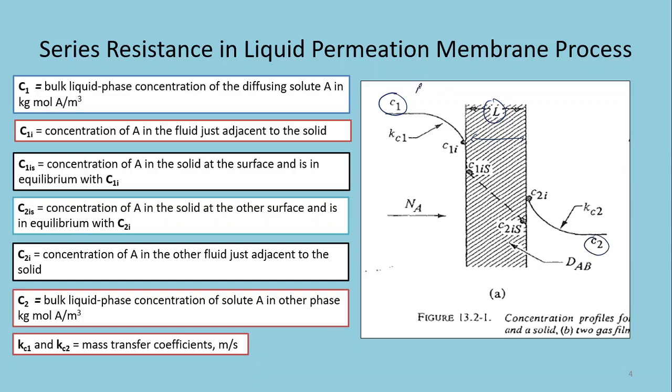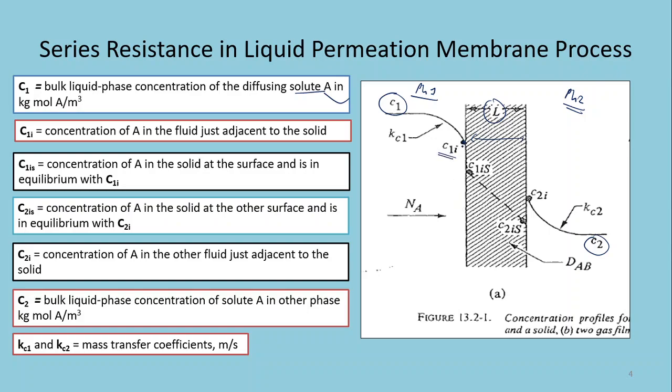This is phase 1, phase 2. So C1 is the bulk liquid phase concentration of solute A, the diffusing solute A, in kilomole of A per meter cube. So this is C1. So what is going on? This is the C1I.